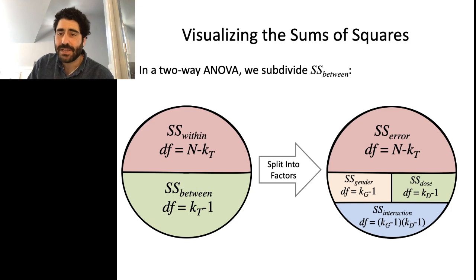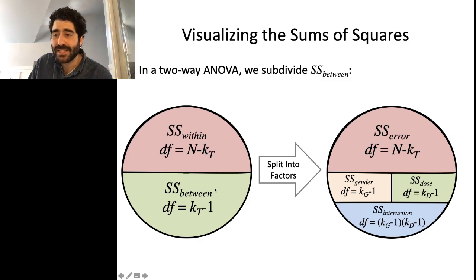And then on the bottom part, we've now split up SS between into 3 different pieces. So in our example, if we know both gender and dose for every participant, we can take this SS between and break it up into how much of the variability in our data is explainable based on this gender factor, how much of the variability in our data is related to the dose that people were put on, and then there's this third somewhat mysterious piece, which we will talk about a little bit today, and we'll talk about on Tuesday as well, which is the interaction between the two of them.